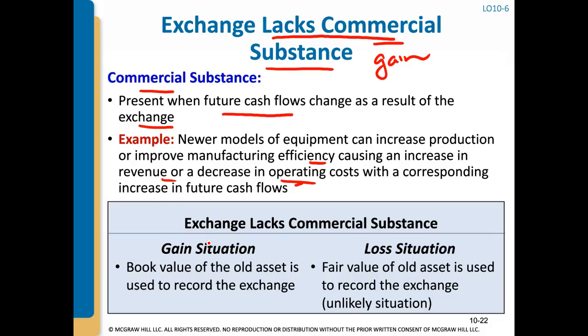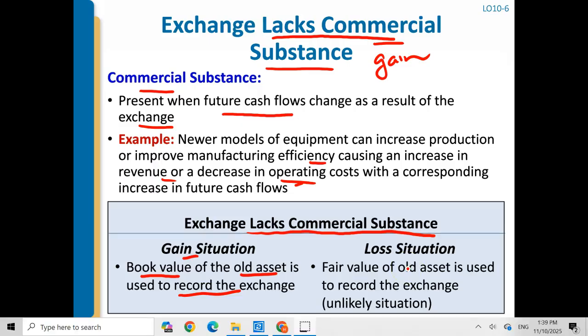Now, if an exchange lacks commercial substance, the future cash flows aren't really going to change. And it would have been a gain, like in my situation of exchanging a piece of equipment of $1 million for $5 million. If it lacks commercial substance, then if you truly want to exchange that equipment or asset, the book value of the old asset is used to record the exchange. So the book value of the old asset becomes the value of the new asset, rather than the fair value of the new asset.